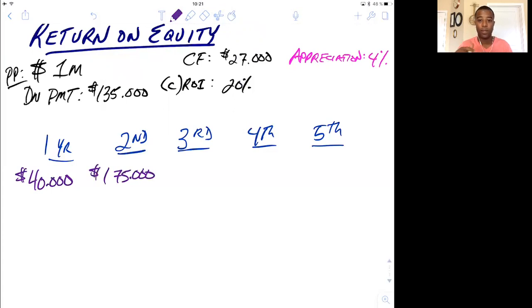And then 40,000 plus 40,000 plus 40,000. So that would be then $215,000 in the third year, $255,000 in the fourth year, and in the fifth year, it's $295,000.